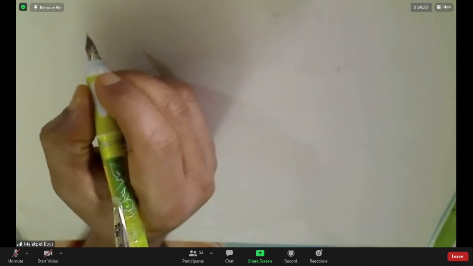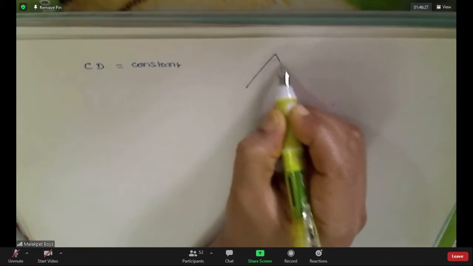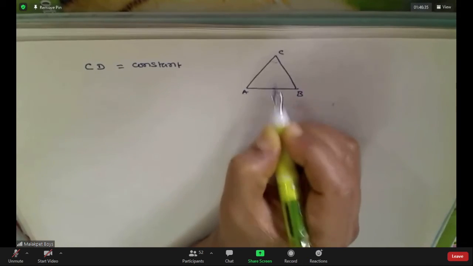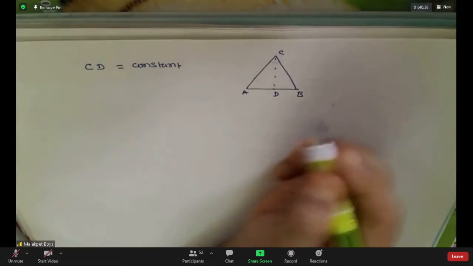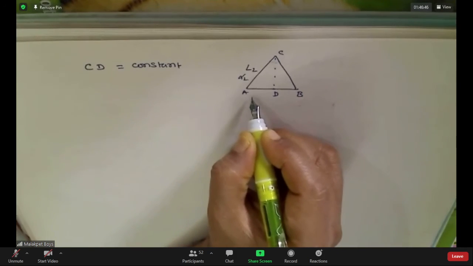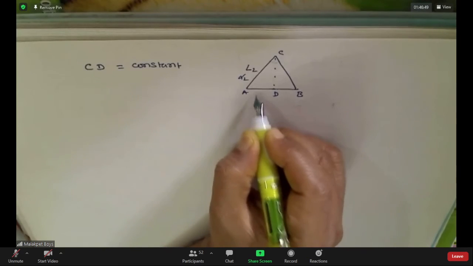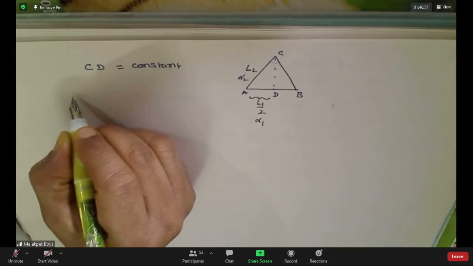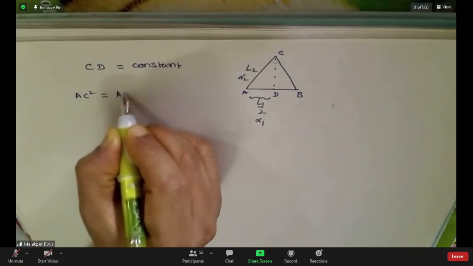L1, L2, and L3 are here. What he needs is the relation between alpha 1 and alpha 2. What is the condition he gave? Distance DC remains constant. That should be constant now. This distance must remain constant. This is alpha 1 L1. So this part is L1 by 2, no? I can use Pythagoras theorem, no? Possible, sir.